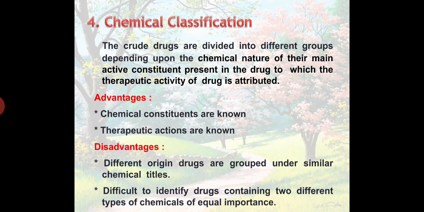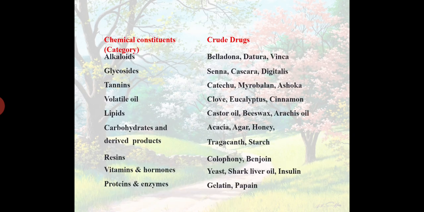It is a preferred method of classification because in this both chemical nature and therapeutic efficacy can be known. These are some examples. Belladonna, datura, and vinca are found to contain alkaloids. Glycosides are present in senna, cascara, and digitalis.